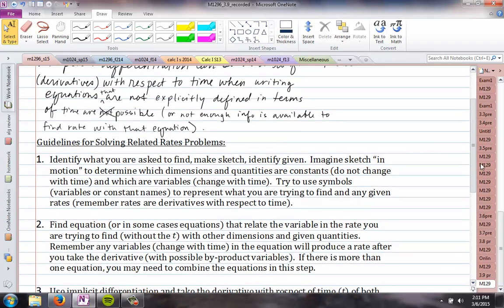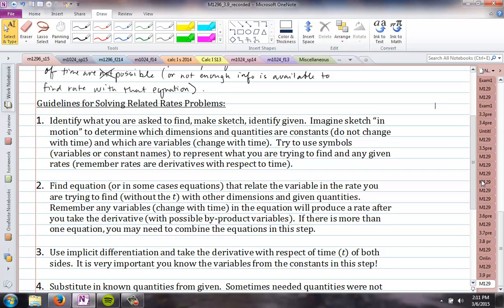I'll start out by just giving you some guidelines here. It says identify what you are asked to find, make a sketch, and identify the given. Imagine the sketch in motion to determine which dimensions and quantities are constants, things that do not change with time in this application. And you're also trying to identify which are variables. These are things that change with time.